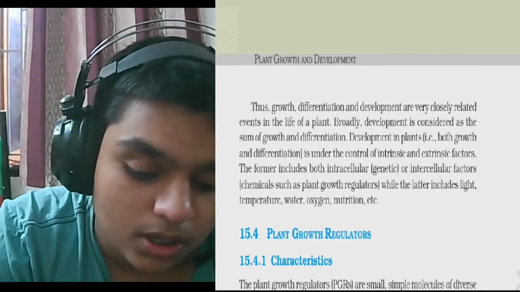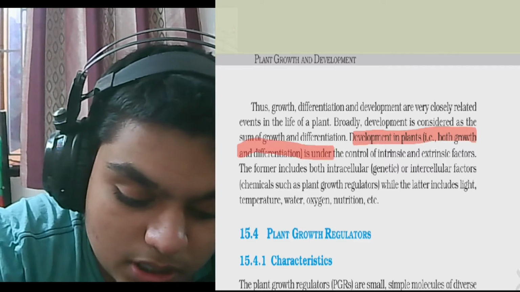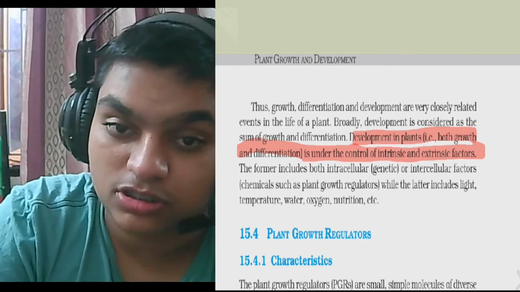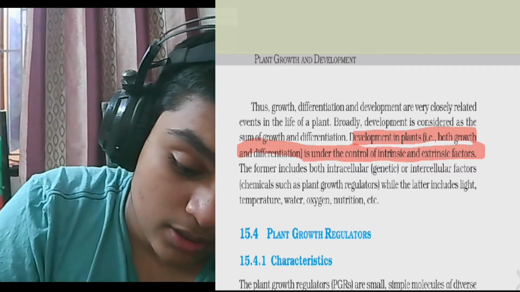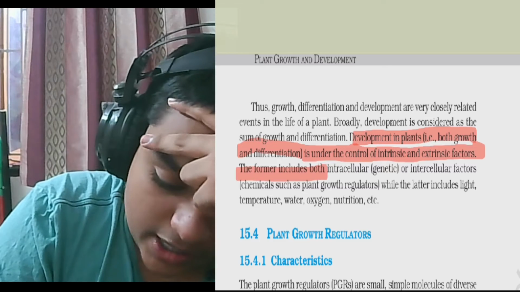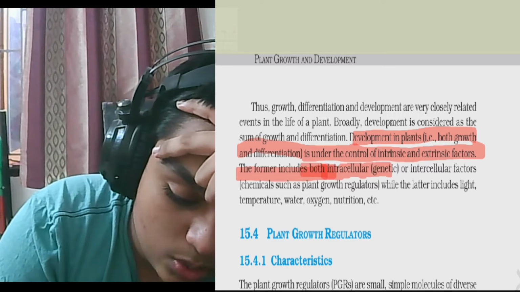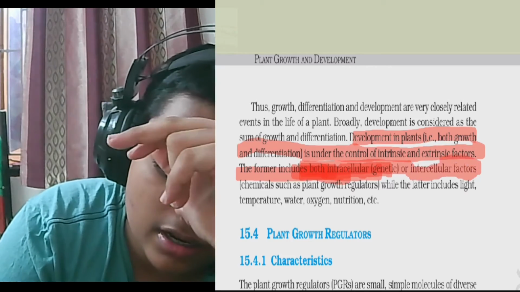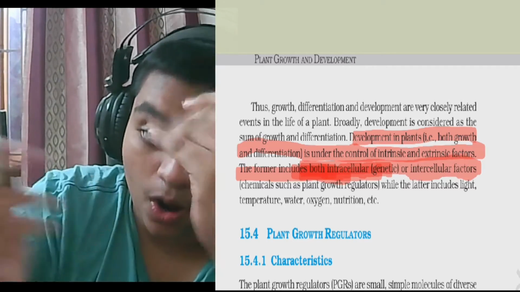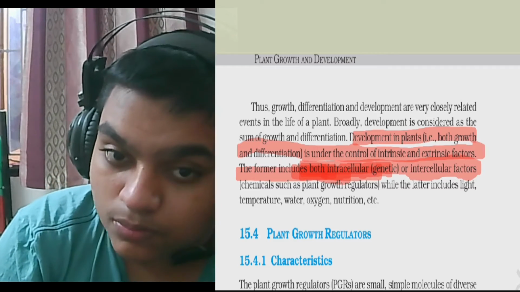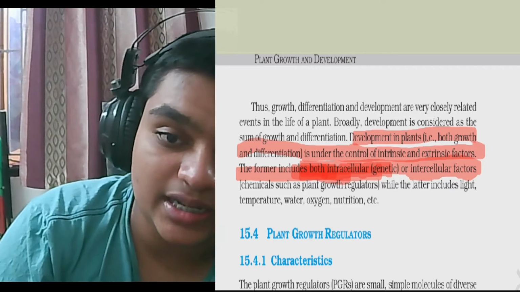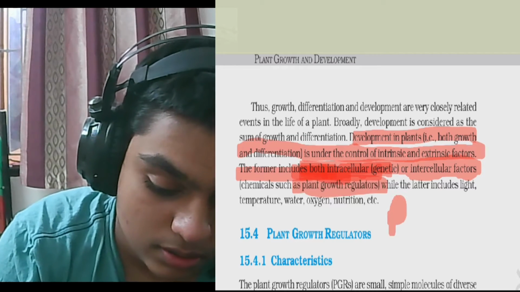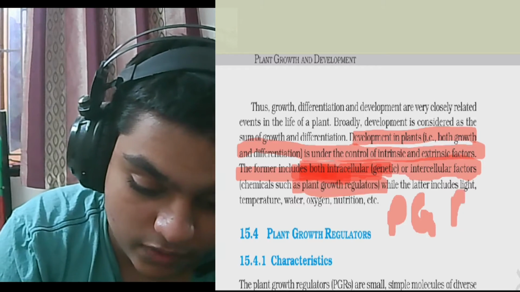Development in plants, that is both growth and differentiation, is under control of intrinsic and extrinsic factors. The former, the intrinsic factors, includes both intracellular or intercellular factors. And these intercellular factors are your plant growth regulators, PGRs, or phytohormones.